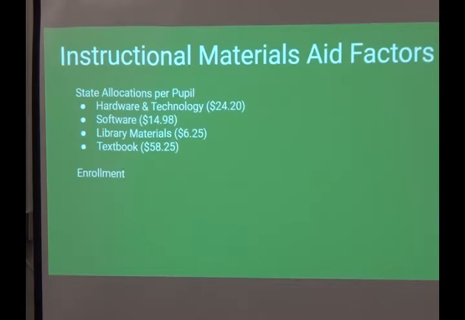And the way it works is that we have to demonstrate that we've in fact spent the money on hardware, technology, software. You can see the breakdown, library materials, and textbooks. And when we submit that through our reporting process at the end of our fiscal year, we receive up to the maximum of our enrollment times those figures, as long as we've spent it. If we underspend it, we only get back what we've actually laid out. So that's actually very good, because this is dollar for dollar what we get back.